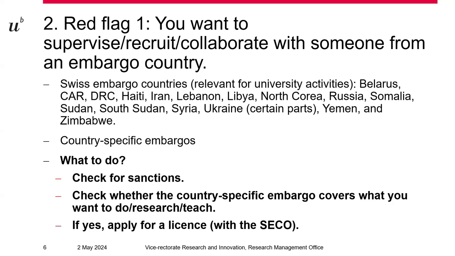And what you would have to do if you want to collaborate with a partner in or from one of these countries is check whether your partner is listed as a sanctioned person. You should know that certain universities can also be sanctioned persons. So, on the international sanctions lists, there are some universities, especially from Iran or Russia.